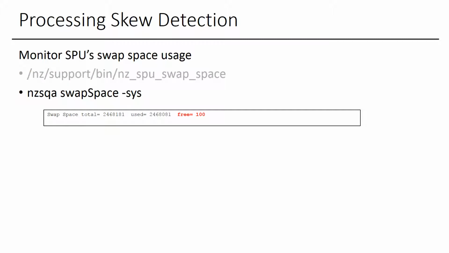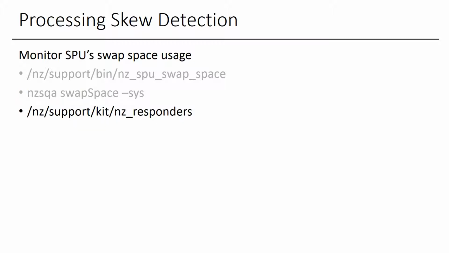The nzsqa swap space sys command shows swap space statistics for the system manager. You can easily identify if the system manager is running low on free swap space, and it can be an indication of processing skew. You can use the nzresponders command to see how query snippets are responding against data slices as it's running. We discussed it in the storage skew section earlier.